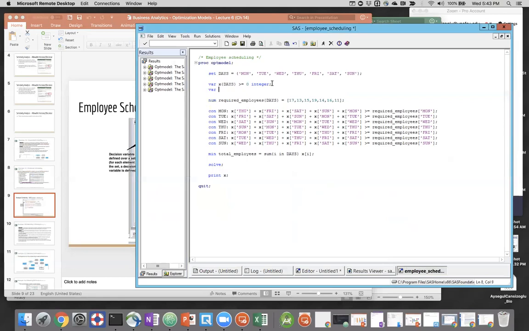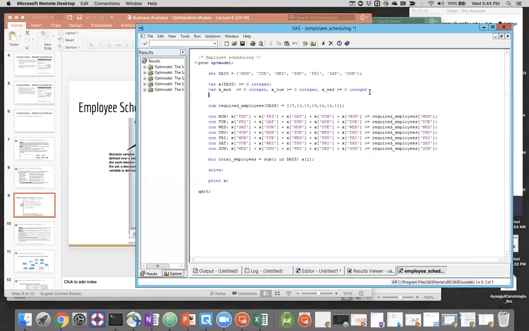I can say X Monday, X Tuesday, X Wednesday. So I can define each of the decision variables like this. But then I need to define 7 of them, and I need to say this is greater than 0, and it needs to be integer. And then the same thing applies to each of these. And then we need to repeat this again, because we need Thursday, we need Friday. So basically, we need a decision variable for each day.